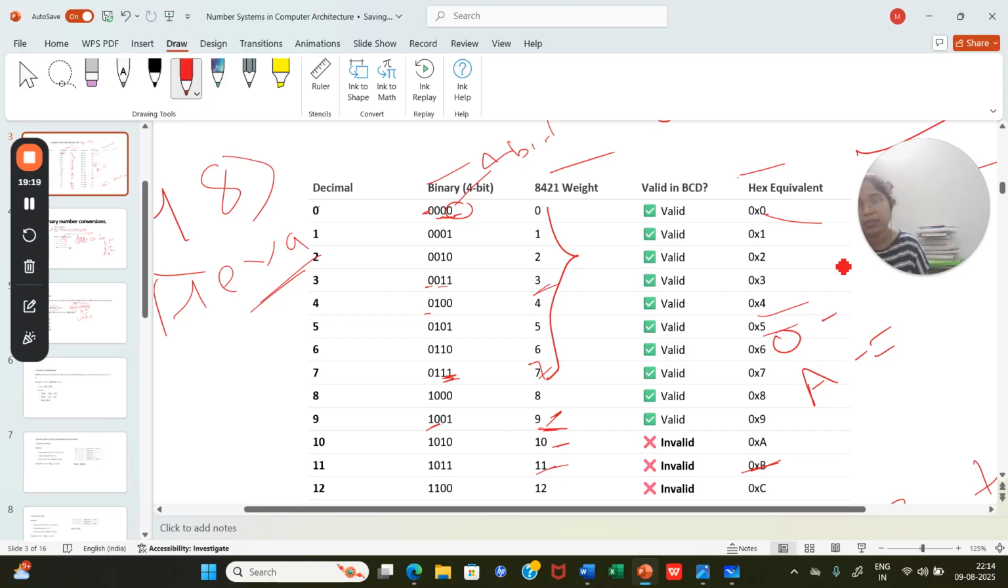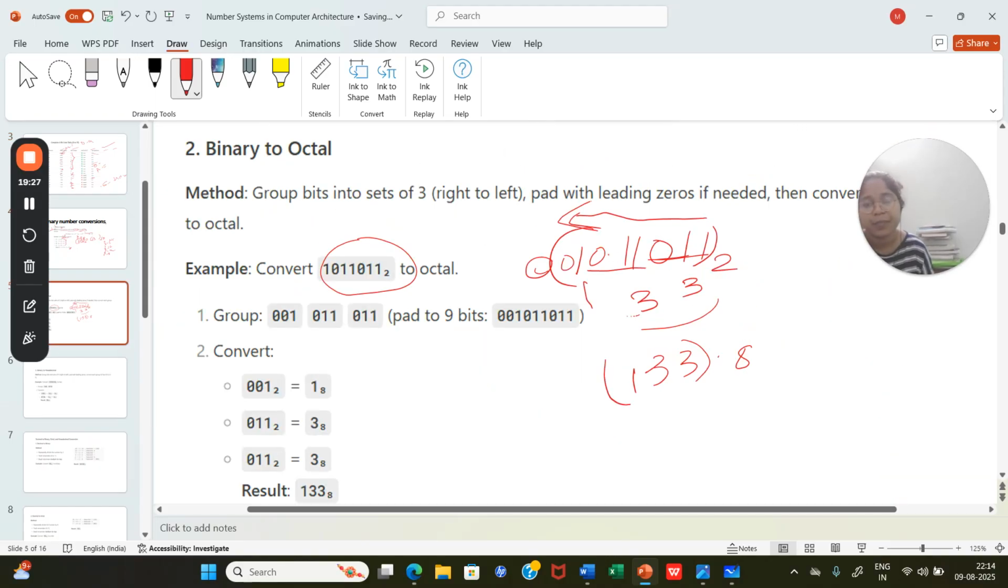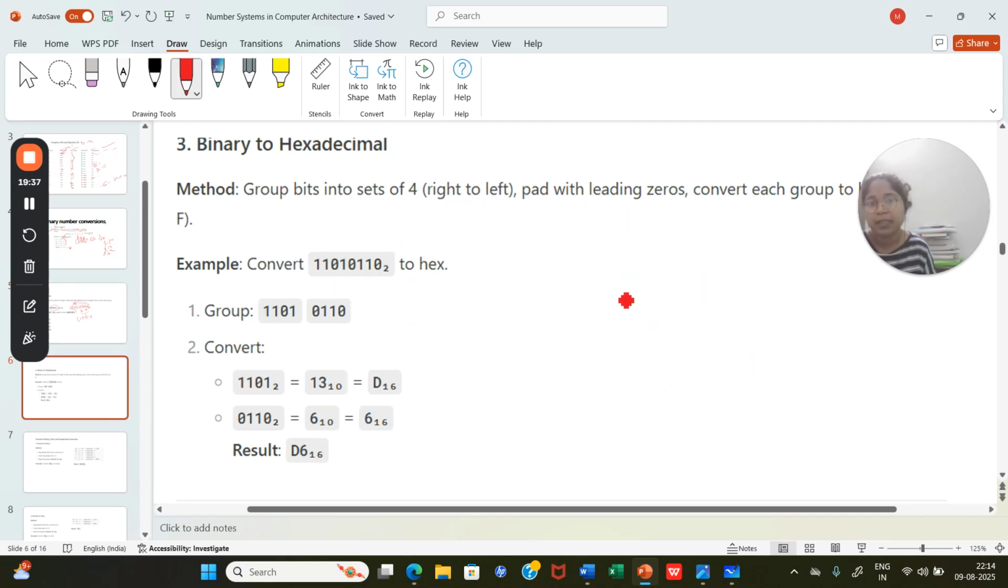Okay, that is 0, 1, 1. So the binary value for 1 is 0, 0, 1. Same as I wrote there for the octal conversion. Directly you can see and write the values for the octal, and you can convert easily from binary to octal. Now binary to hexadecimal is just the same as octal.